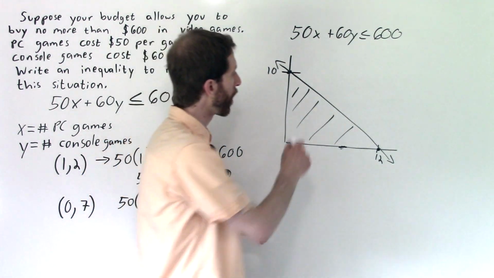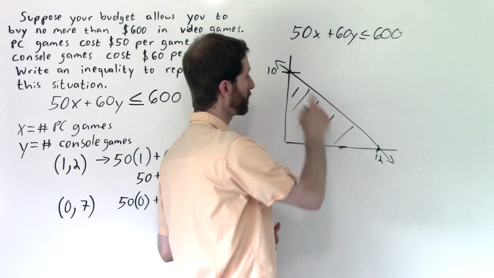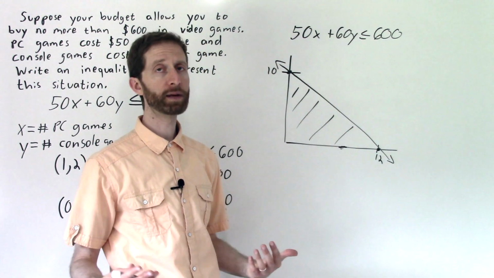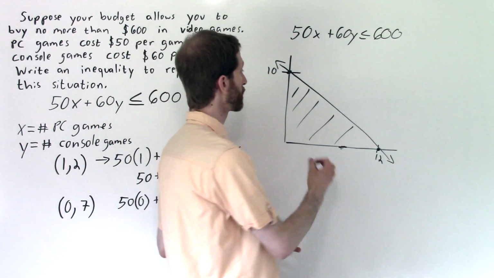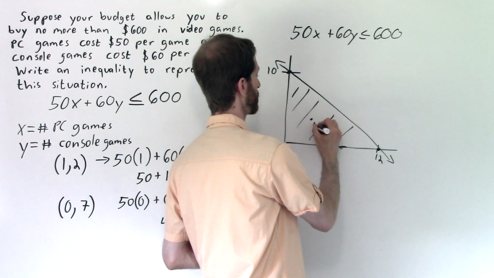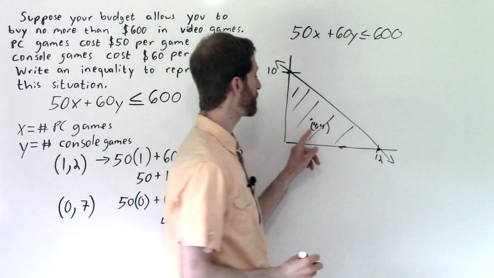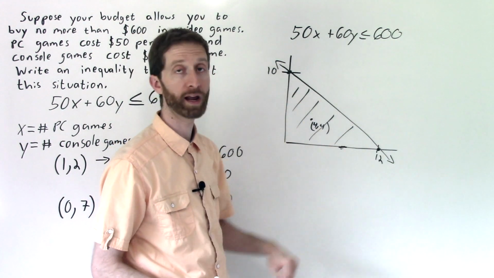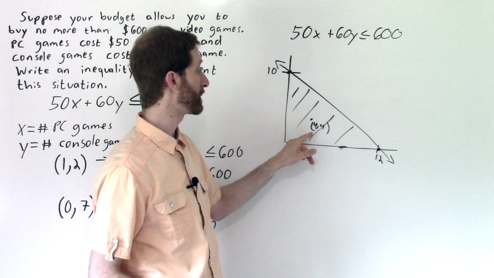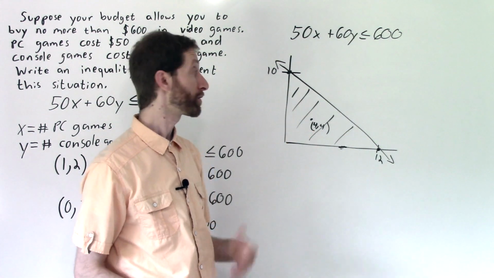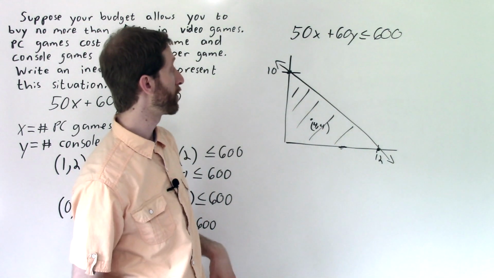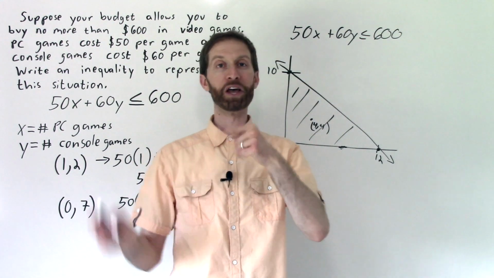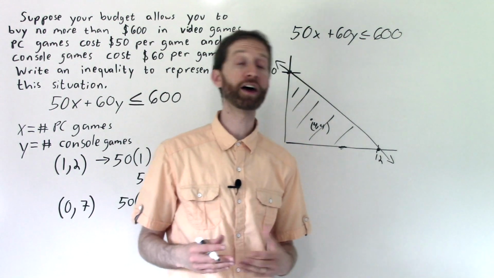Why is this important? Well, all the points that exist in this triangle here, including the y-intercept and x-intercept respectively, give you all the combinations of PC and console games we could buy. So for instance, the point (4, 4), it's somewhere around here. Without even plugging these two numbers into x and y, we know that (4, 4) is going to fall within this range. And so that means that I know I could buy 4 PC games and 4 console games. So graphs are actually pretty handy if you're trying to figure out, well, does this combination of numbers work or not? Pretty rad.